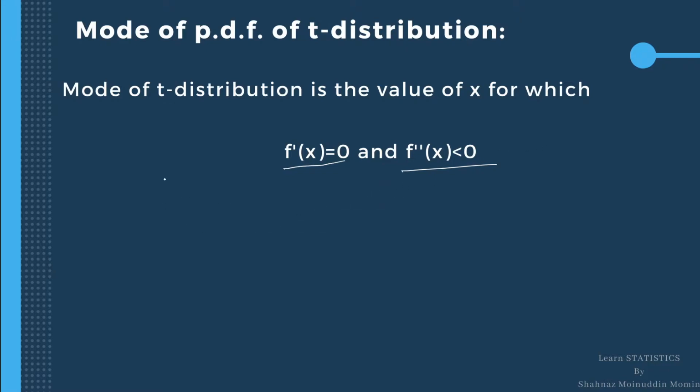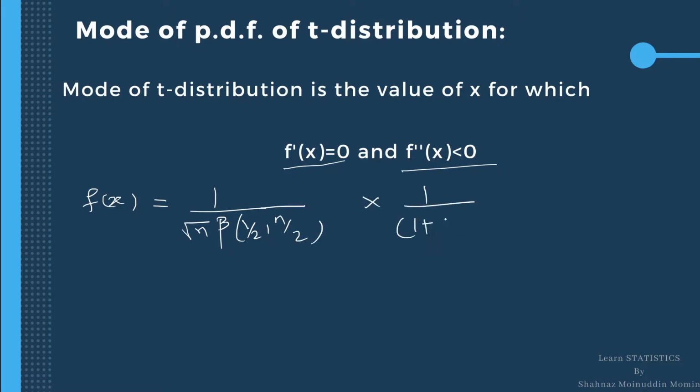In order to obtain mode, consider the PDF of a t-distribution. We know that the probability density of t-distribution is 1 upon root n beta 1 upon 2, n by 2, into 1 upon 1 plus x square by n raised to n plus 1 by 2. Here x lies between minus infinity to infinity.